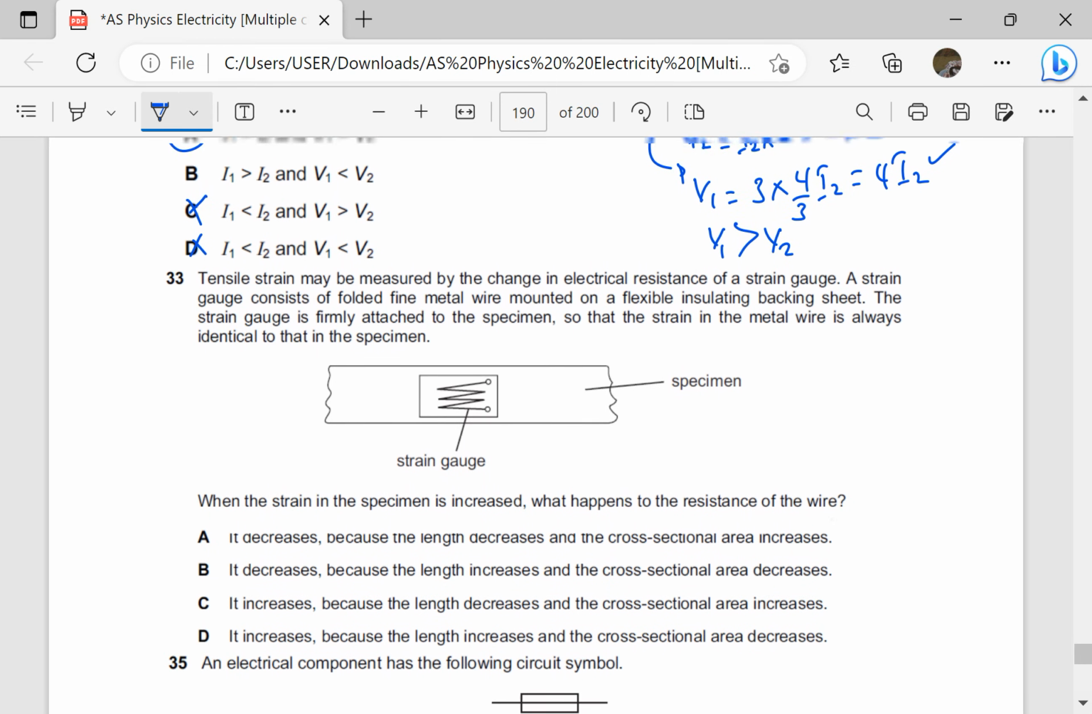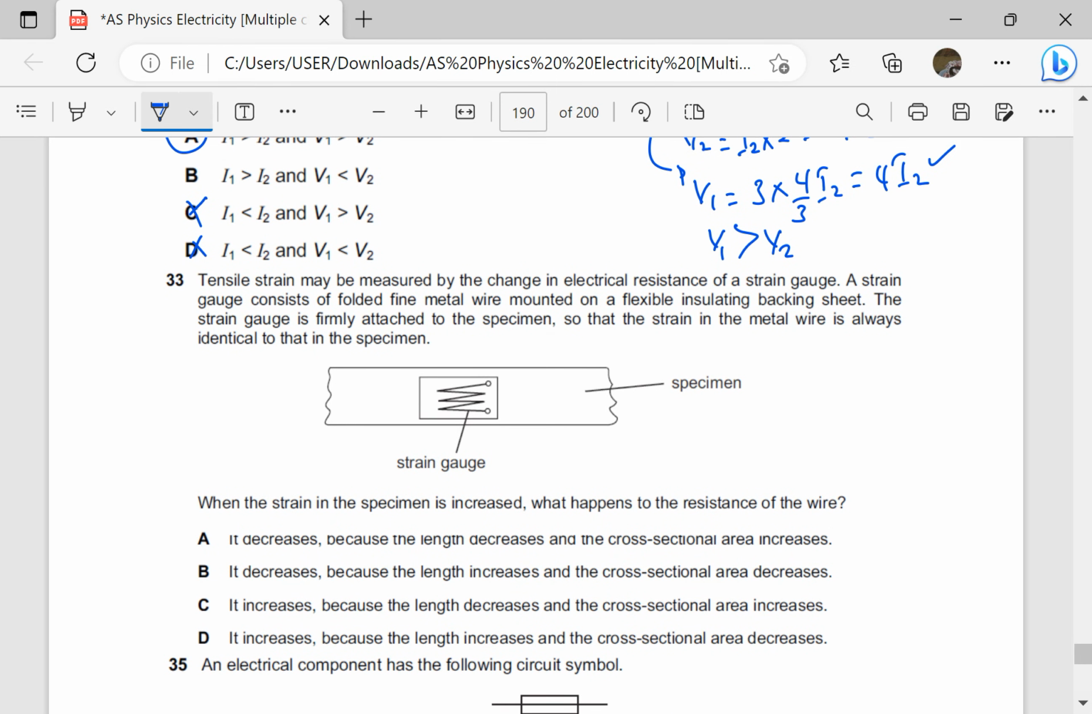The tensile strain may be measured by the change in electrical resistance of a strain gauge. A strain gauge consists of a folded fine metal wire mounted on a flexible insulating backing sheet. The strain gauge is firmly attached to the specimen so that the strain in the metal wire is always identical to that in the specimen. When the strain in the specimen is increased, what happens to the resistance of the wire?